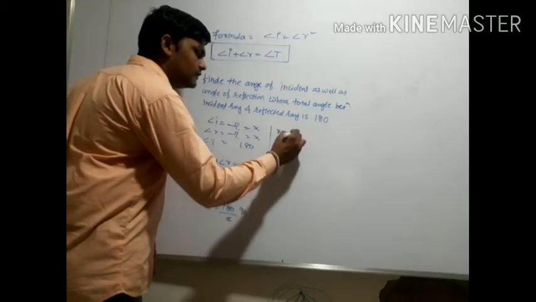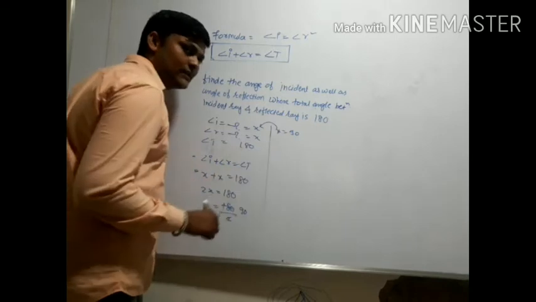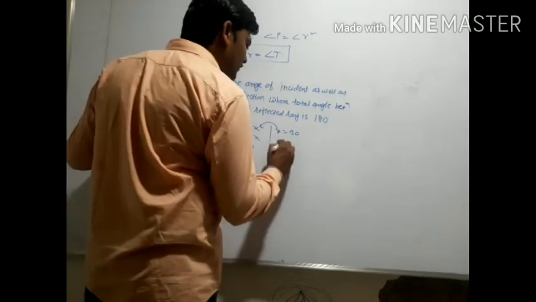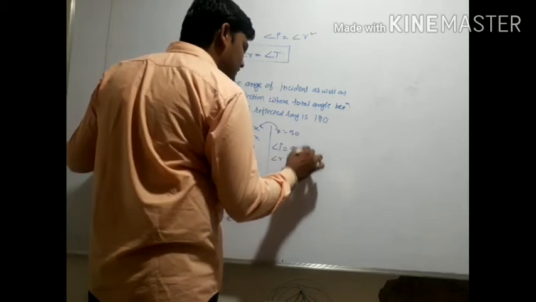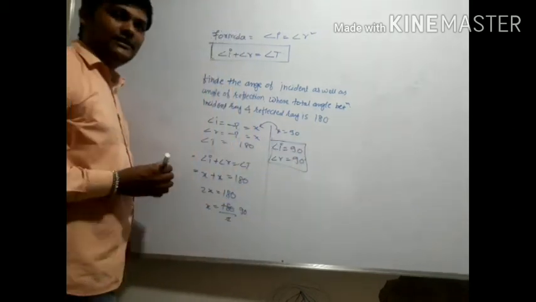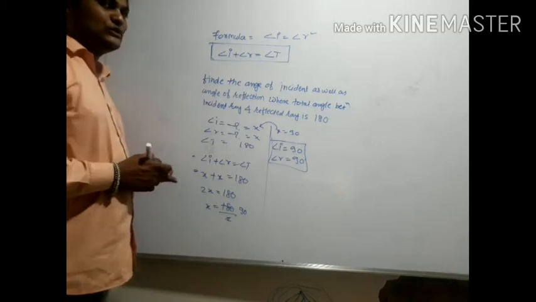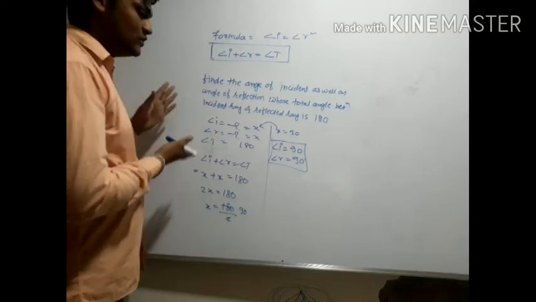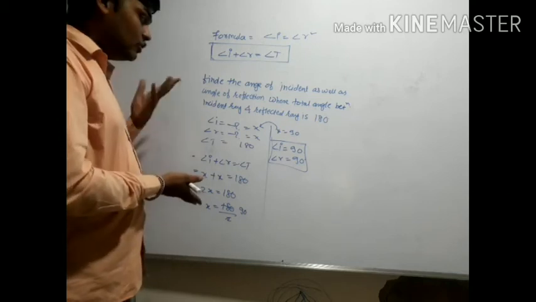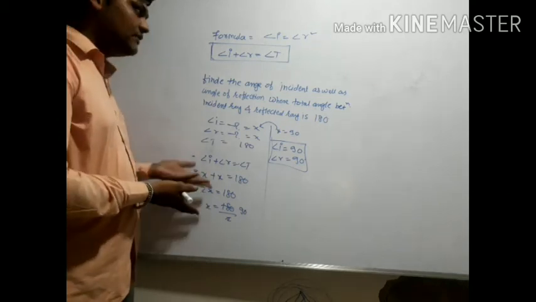x is equal to 90. You have put this value in the formula, that is angle I is equal to 90. Automatically angle R is also equal to 90. Simple. Is that clear? These are the numericals which you have faced in the main examination. In the main examination also such types of numericals are there. But we don't know how to calculate them, that's why we are getting confused.